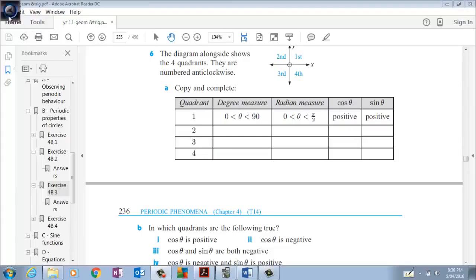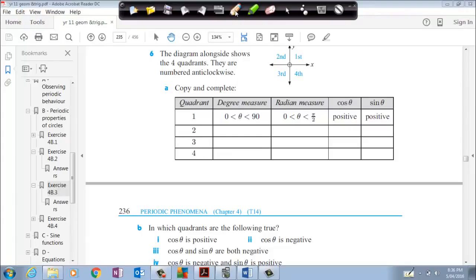Now question 6, we just fill out this table here, which reinforces the terminology of interval notation that we did in the previous topic. First quadrant is between 0 and 90 degrees. That's this quadrant here. That's in degrees. We can actually do it in radians. We've learnt now the conversion chart. Instead of 90, we go pi on 2.